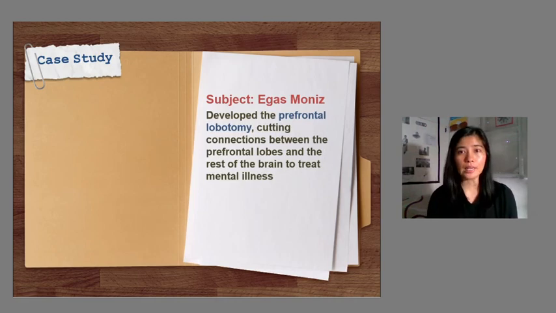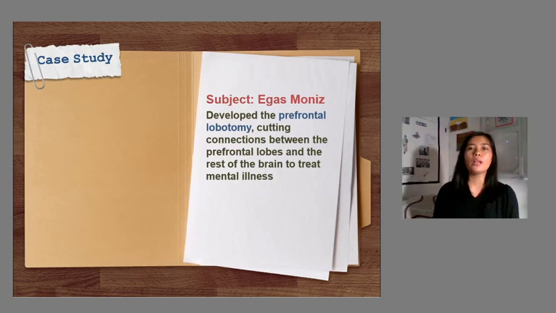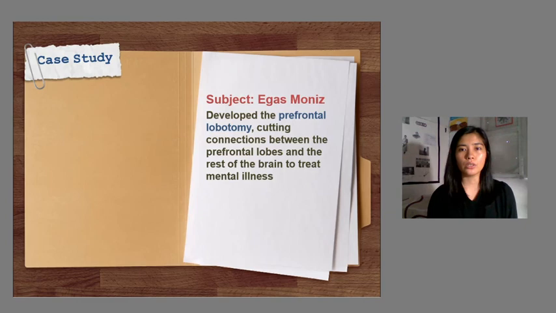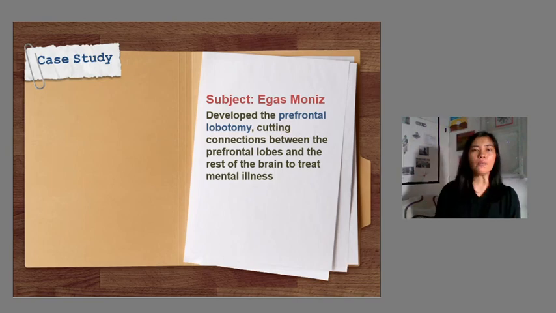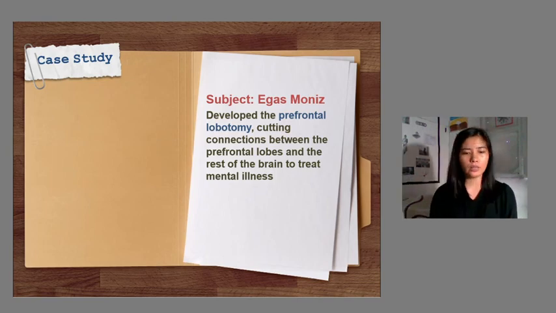Another case study is Egas Moniz. He developed the prefrontal lobotomy, in which he cut connections between the prefrontal lobes and the rest of the brain to treat mental illness. In 1949, Dr. Egas Moniz received a Nobel Prize for this.